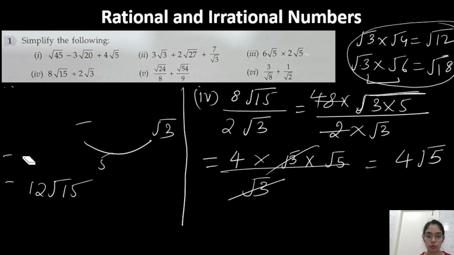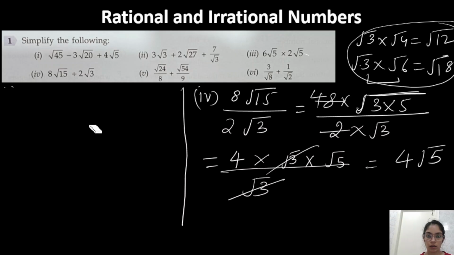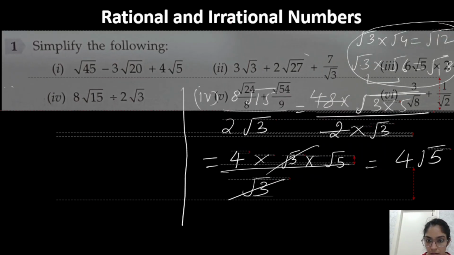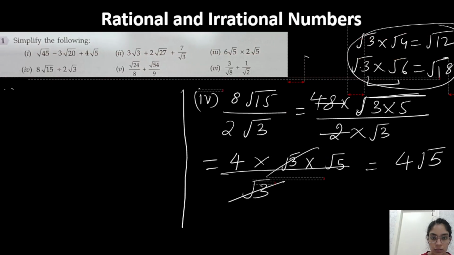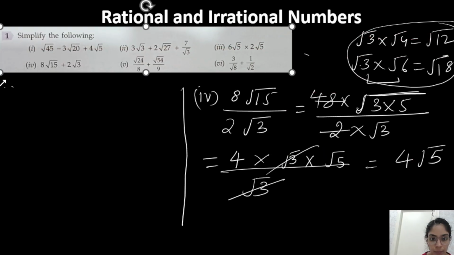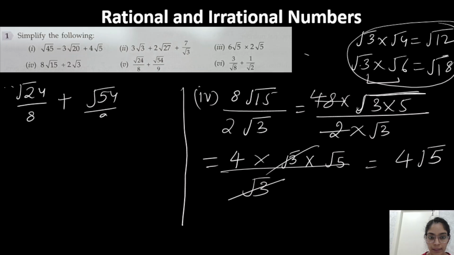So fifth part I am going to do. In the fifth part, again we have to do addition. So this is square root of 24 by 8 plus square root of 54 by 9. So 24 and 54, these are not prime numbers. So as these numbers are not prime numbers, what we can do? We can do their prime factorization under the root and we can simplify them.